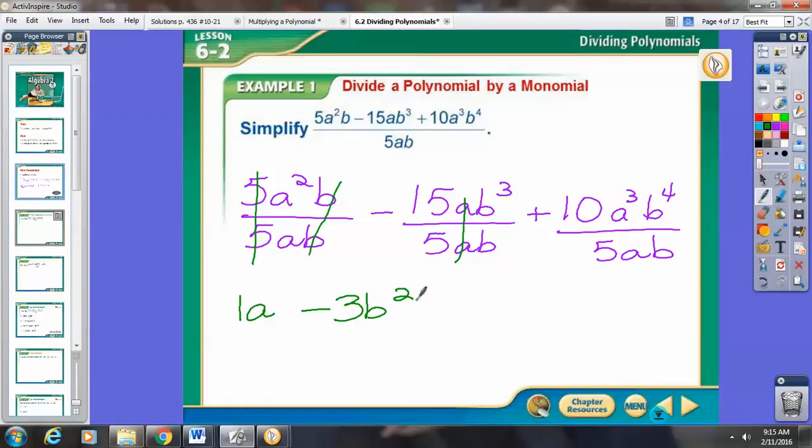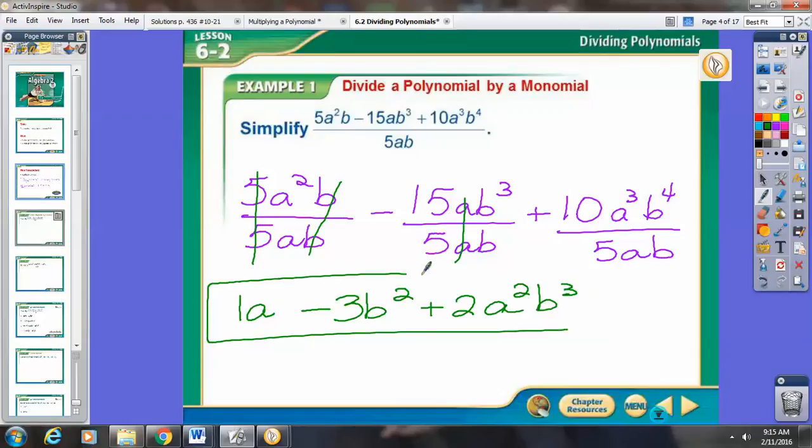In our third term, we have 10 divided by 5, which is 2. A cubed divided by a is a squared, and b to the fourth divided by b is b to the third. Okay. We don't have any like terms. If we did, we would simplify here, but there are no like terms. This is my answer.